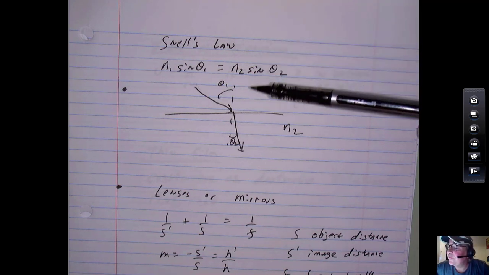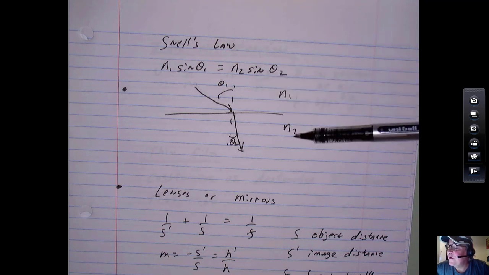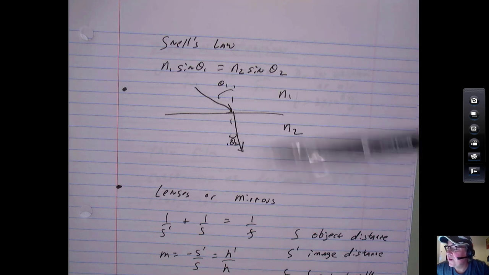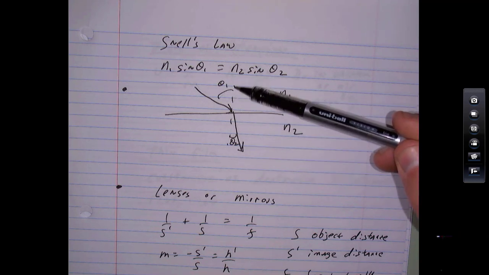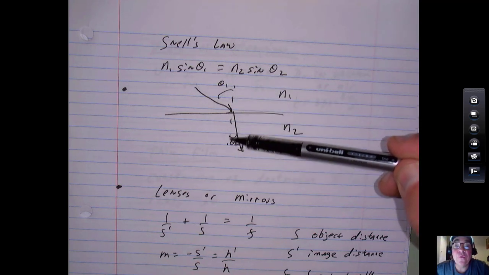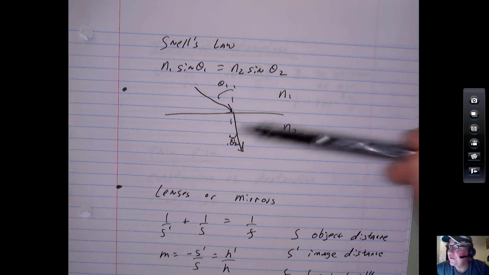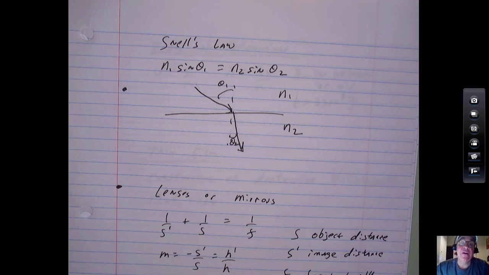So in this example, N2 is bigger than N1. That's why the ray is moving towards the normal. So one thing to be careful of, all these angles are measured relative to the normal. So here's the normal to the surface, and these angles are measured relative to the normal. So you'll definitely see a Snell's Law question on the test.